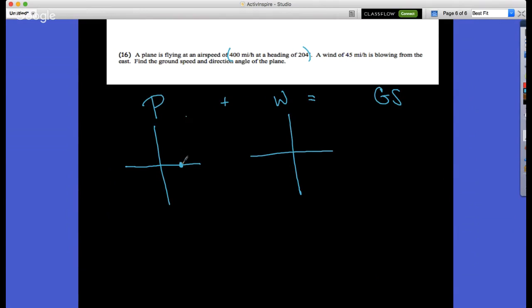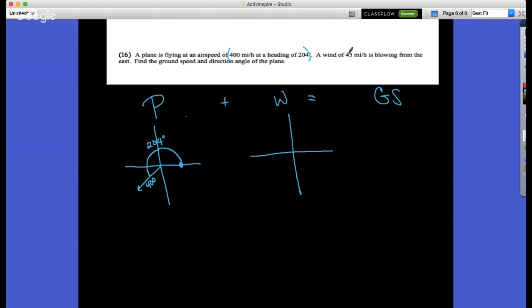So we're going to say that 204 degrees starts at this spot and goes all around, past 180, to now 204. So that's 204 degrees. Since that's 204, and it says it goes 400 miles per hour, we're going to put 400 on the hypotenuse.